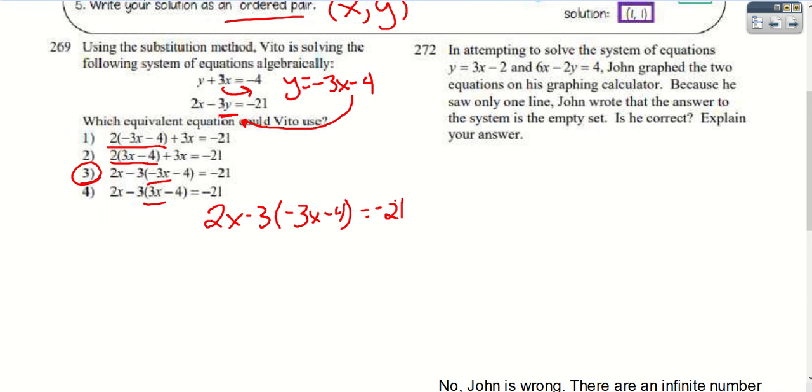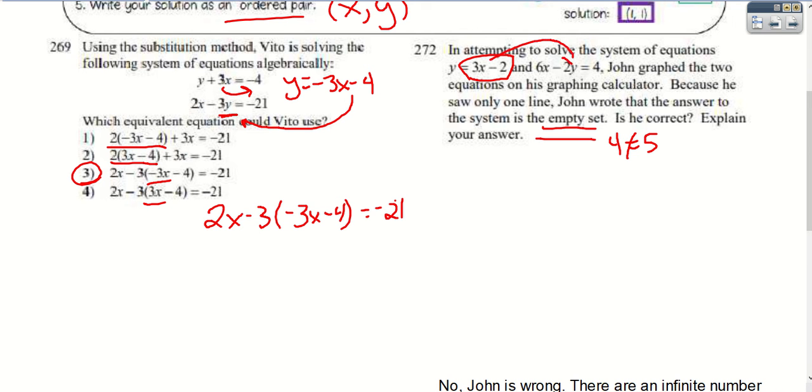In 272, we want to check to see if this really is the empty set. And if it is the empty set, what should happen is our equation should equal out to something that doesn't make any sense, like 4 equals 5, or 2 equals 6. Like the equation you get left over, the x's should drop out and it shouldn't work. It shouldn't be equal. Okay, so we already have this solved for y.